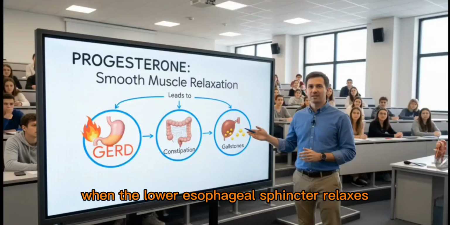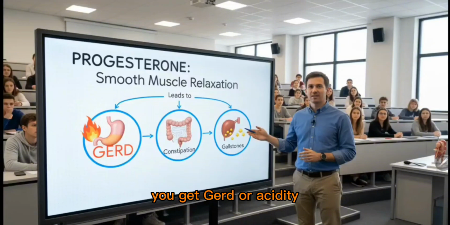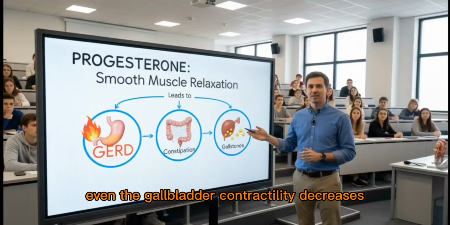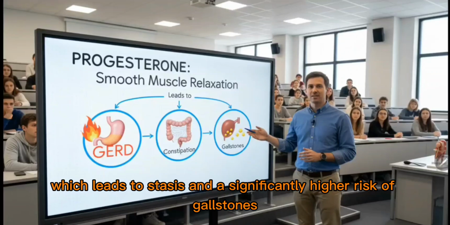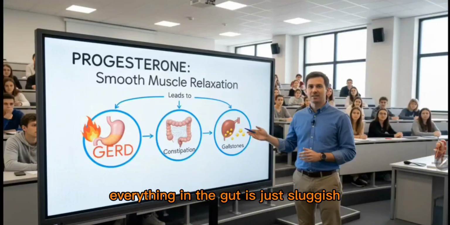When the lower esophageal sphincter relaxes, you get GERD or acidity. When intestinal motility decreases, you get severe constipation. Even the gallbladder contractility decreases, which leads to stasis and a significantly higher risk of gallstones. Everything in the gut is just sluggish, all thanks to progesterone.